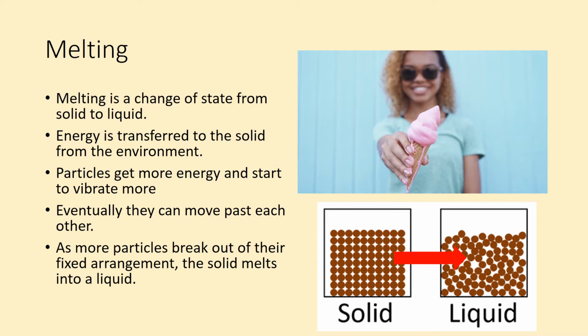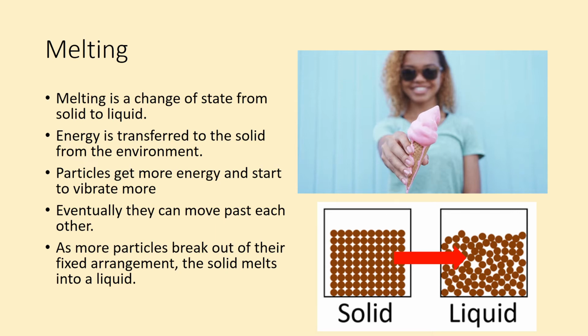In melting, energy is transferred to the solid from the environment. So we're giving the solid more energy. And because we're giving the solid more energy, the particles in the solid get more energy and they start to vibrate more. Eventually, those particles can move past each other and they break out of their solid arrangement. So as more and more particles break out of their fixed solid arrangement, the solid melts into the liquid. And that's what's happening in the picture at the top.